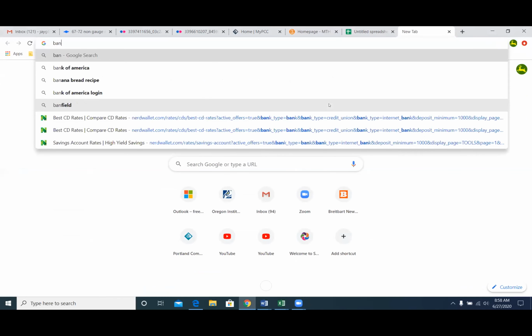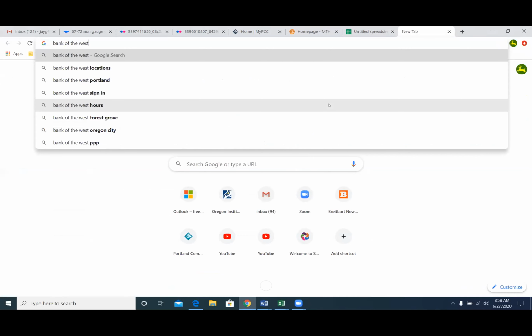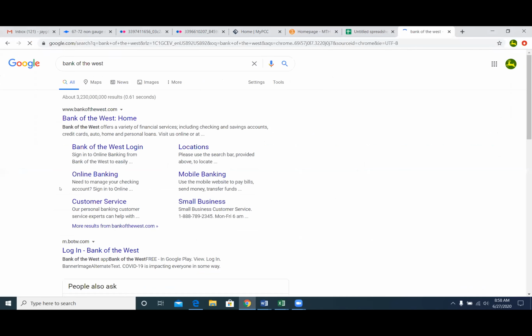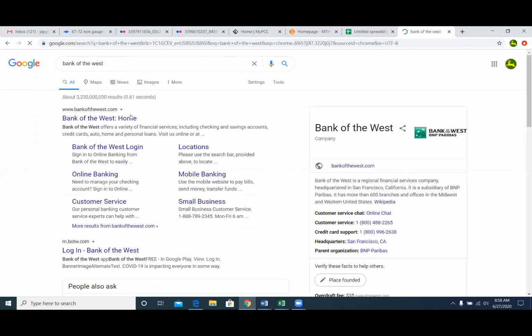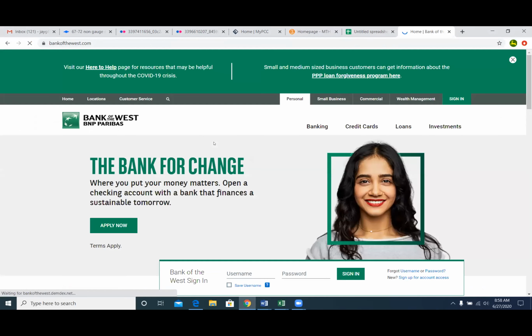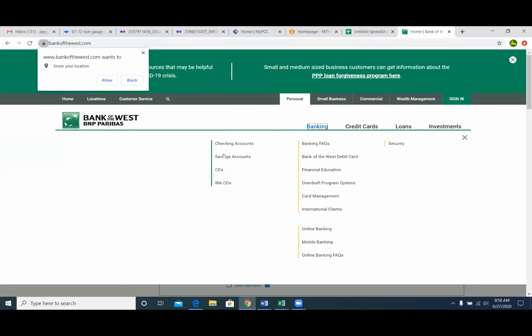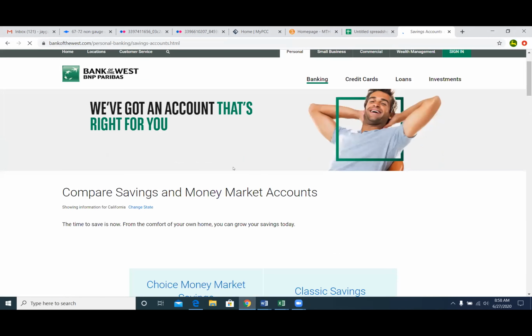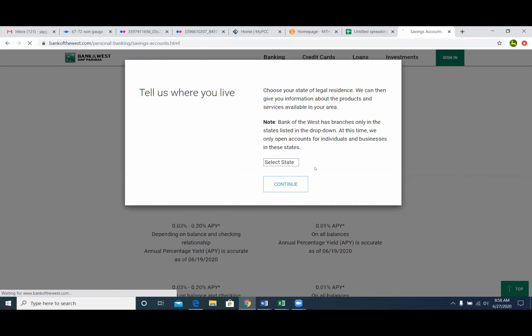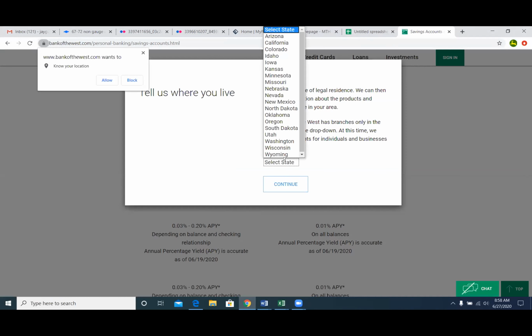Let's see if I can pull one up here real quick. So if you just go to your local bank, say this is your local bank. I don't really know, I have not been on this website in a while. Sometimes these things are easier to run than others. Banking, and then look right here, savings accounts. Yeah, you can check savings accounts. You can change all these different things. Tell us where you live.